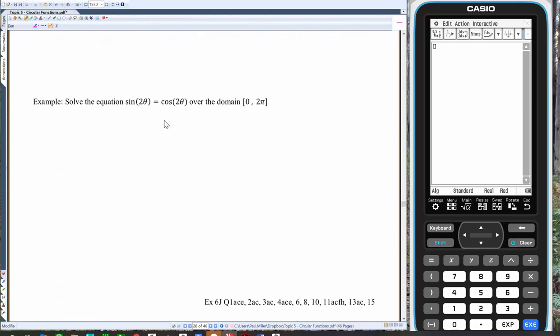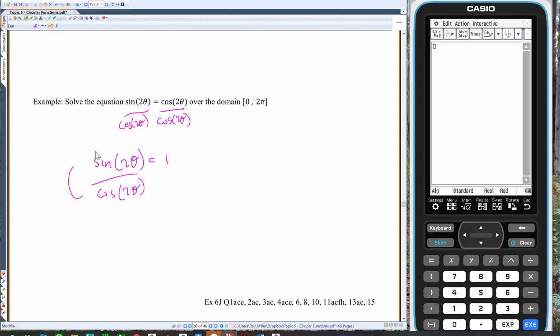All right, good solve question here as well. Okay, so what we want to do is solve this equation. Okay, well, how are we going to do it? How am I going to work out when sine 2 theta is equal to cosine 2 theta? Well, I'm going to do a little bit of manipulation on this. I'm going to divide both sides by cosine 2 theta. And what that's going to do is say that 1 equals sine 2 theta over cosine 2 theta.